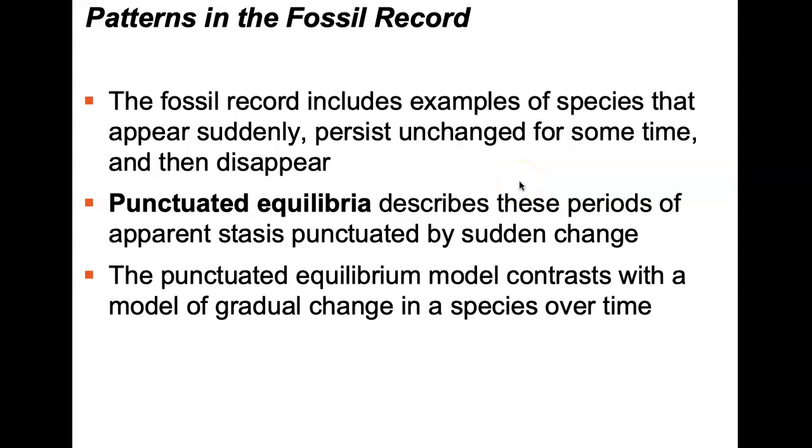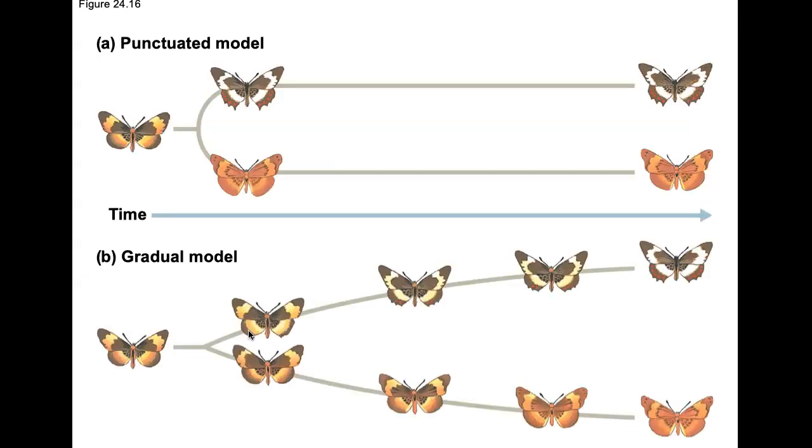So the punctuated equilibrium model contrasts with the gradual change in a species over time. That's called gradualism. Gradualism is incorrect. Punctuated equilibrium is more like what actually happens. So how does that work?